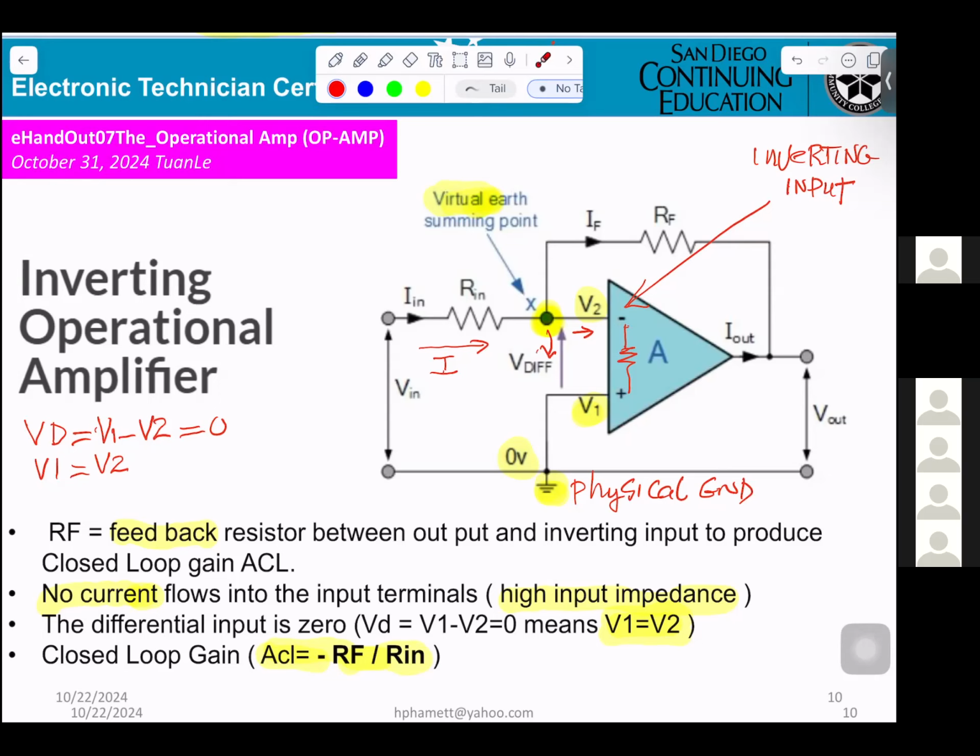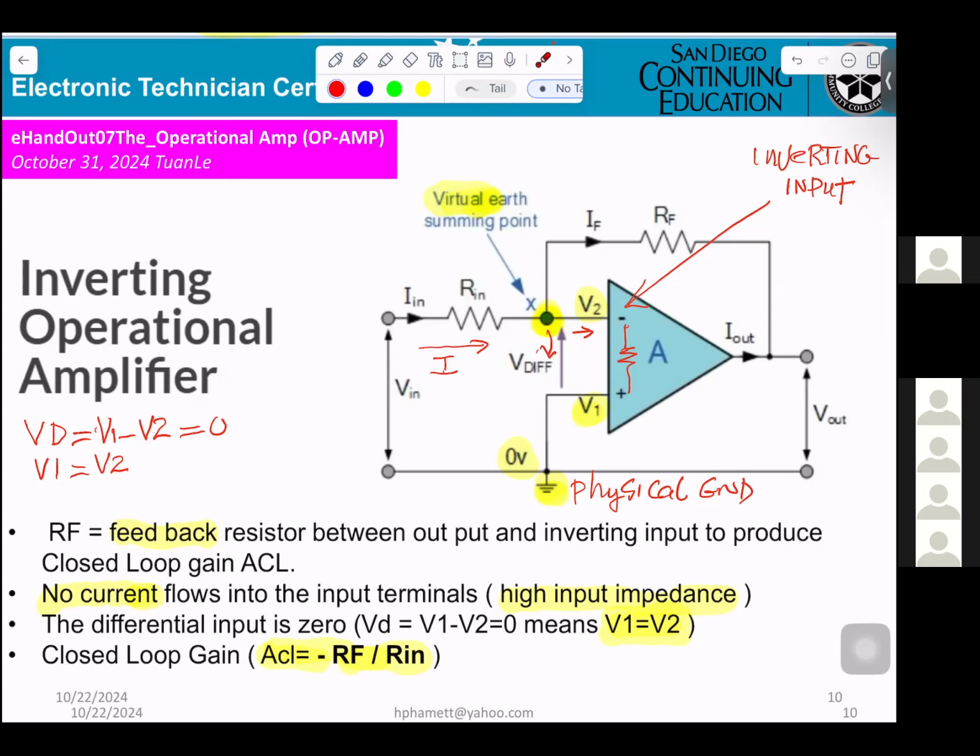Because the plus and the minus is equal. Exactly. That means V1 and V2 are the same potential. Current cannot flow. You see that? If you connect both sides to 5 volt, then the current will be 0. They cannot flow. Current has to flow from higher potential.